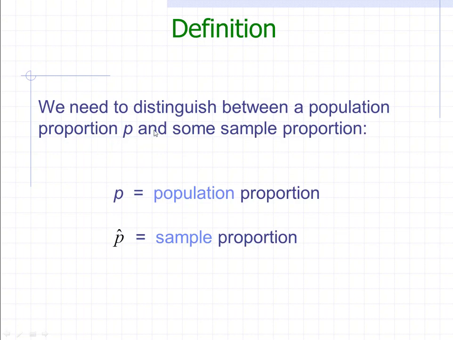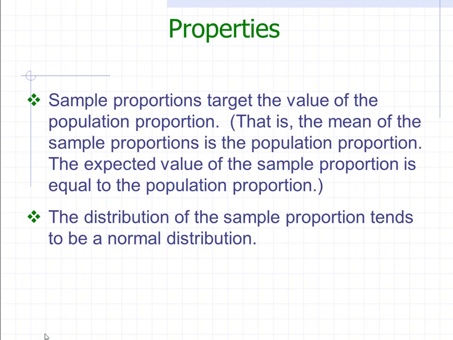But here are some things. When we talk about a population proportion, P is the population proportion. Now, I am working as a statistics tutor at another institution, and the book that they use uses pi as the population proportion, which does fit our pattern of parameters having Greek letters and statistics having regular letters. We're going to use P for population proportion, and then this is called P hat that we're going to use for our sample proportion. And again, the sample proportion targets the value of the population proportion. The distribution of the sample proportions tends to be a normal distribution.